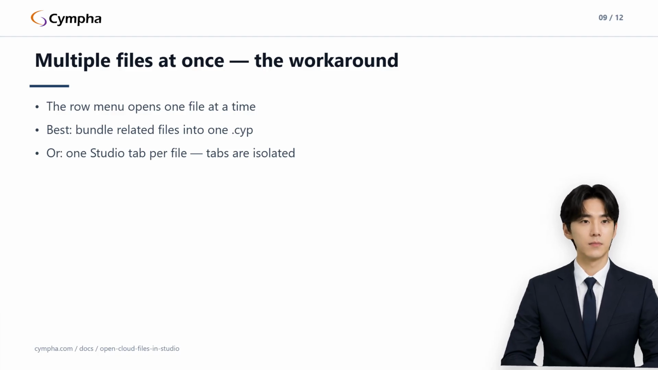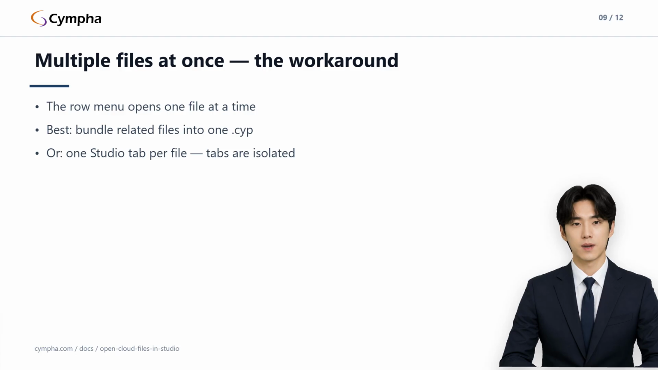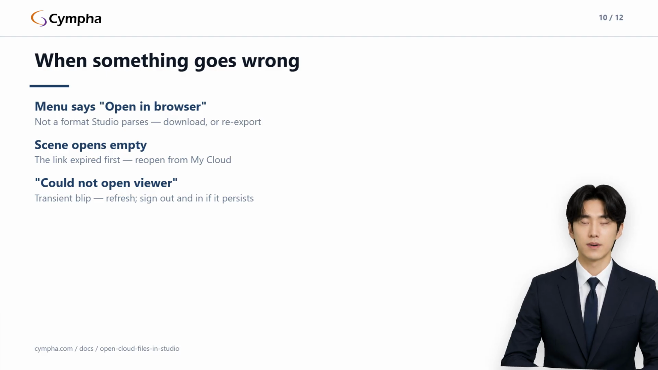Second, the Studio tab opens but the scene is empty. Usually the sign link expired before Studio could fetch the file. Close the tab and click View in 3D Viewer again for a fresh one. The same symptom appears if the file is corrupted, or if something was renamed to a 3D extension it isn't.